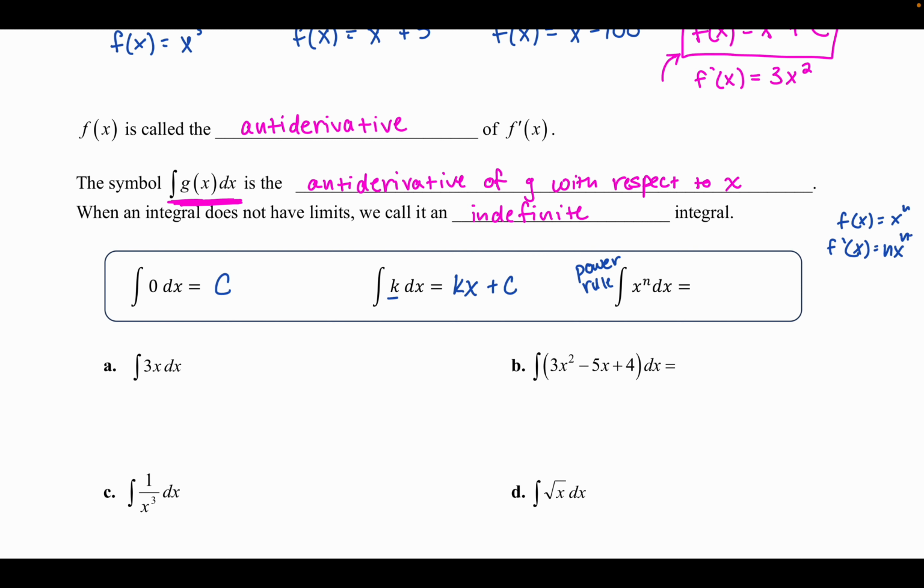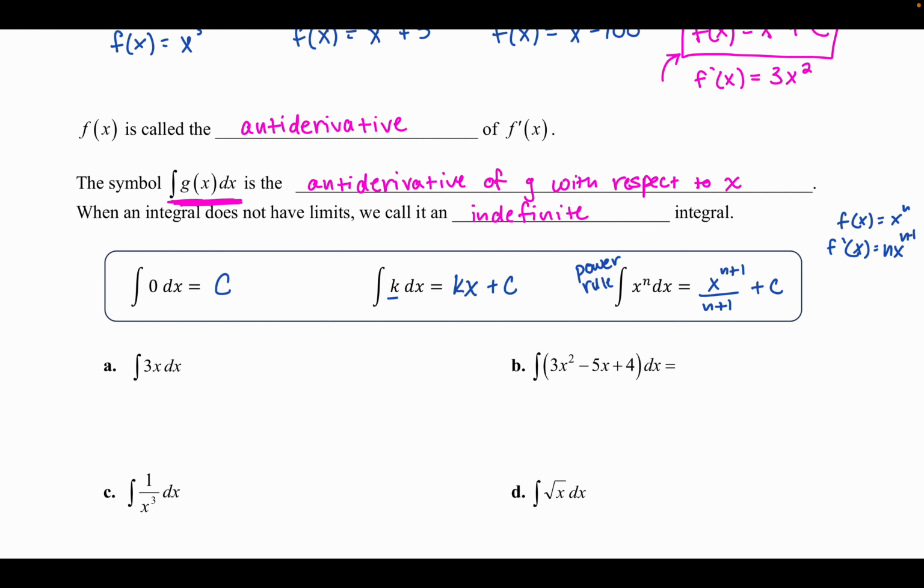So I know that when I take a derivative, I subtract 1 from my exponent. So when I take an integral, I'm going to need to actually add 1 to the exponent. And then what I'm also going to do is divide by that same exponent. And then we always have to have a plus c because there could be some constant on there that we don't know what it is. But when we take the derivative, it disappears.